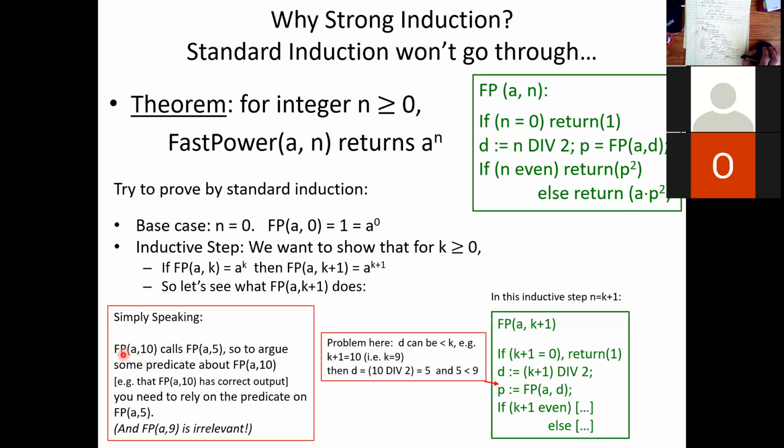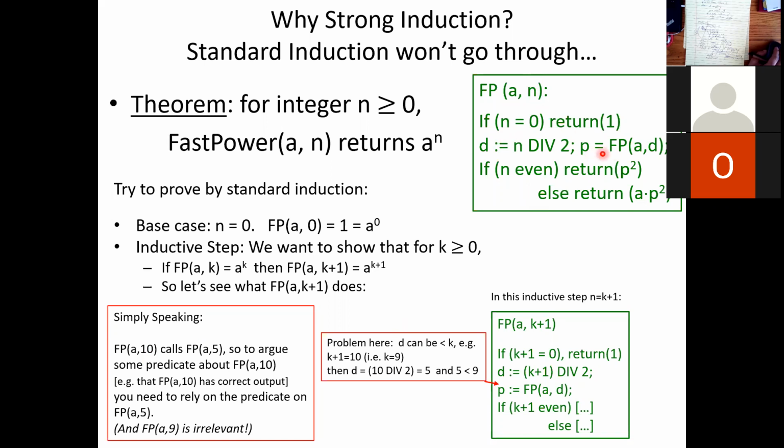So simply speaking, FastPower at 10 is going to call FastPower at 5. So in order to argue anything about correctness or speed or what have you of this call, the only thing you could possibly use is some correctness or speed of this call. And if somebody gave you that FP works correctly at 9, it's like, well, that's great, but I cannot use it. It's irrelevant, because FP at 10 just skips and does not call FP of 9 ever. It does, however, call FP of 5.